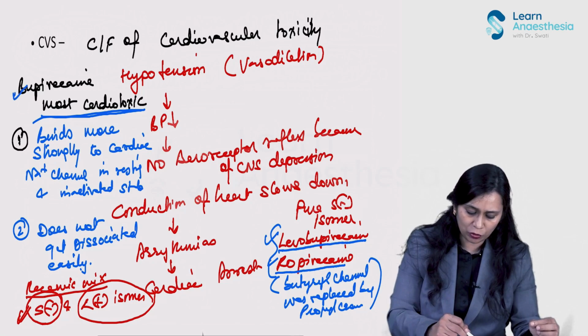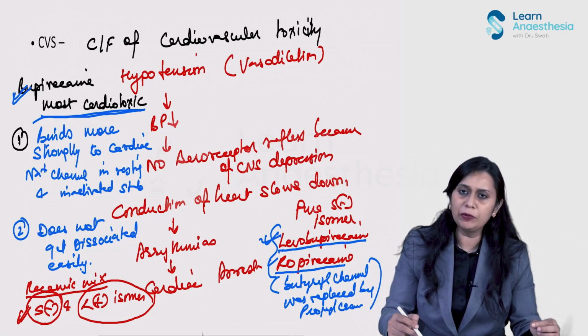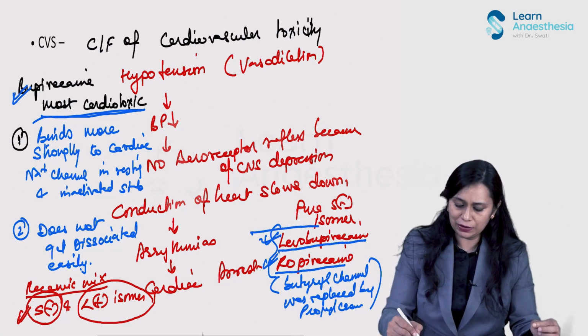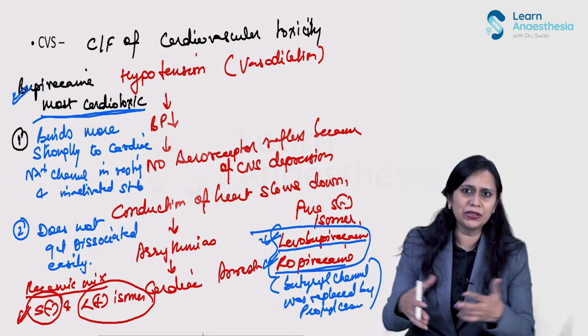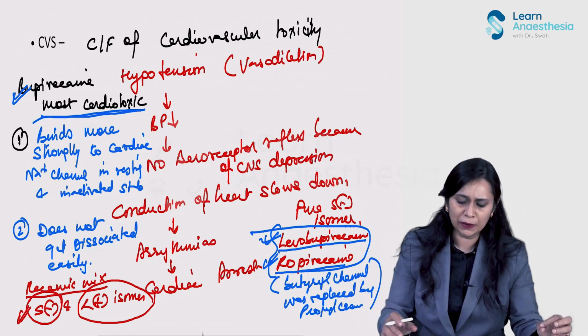So bupivacaine was most cardiotoxic, then levobupivacaine, and then ropivacaine. These are the safer bupivacaines. Nowadays we are preferring the safer bupivacaine. Okay, and doses I have already told you. So we have already discussed the doses.